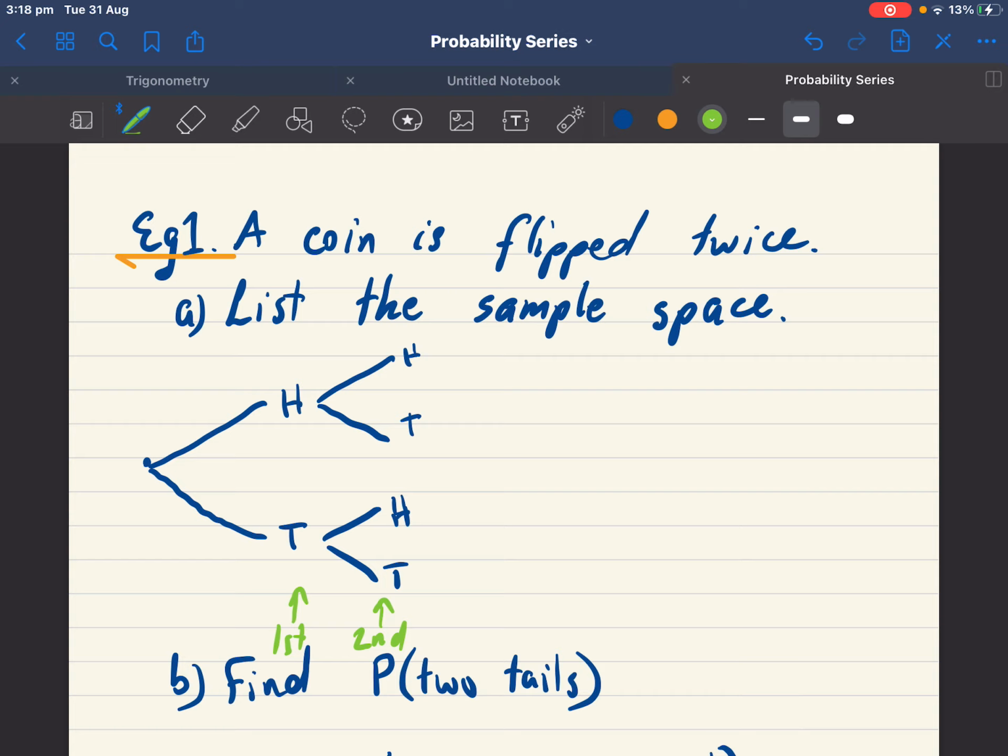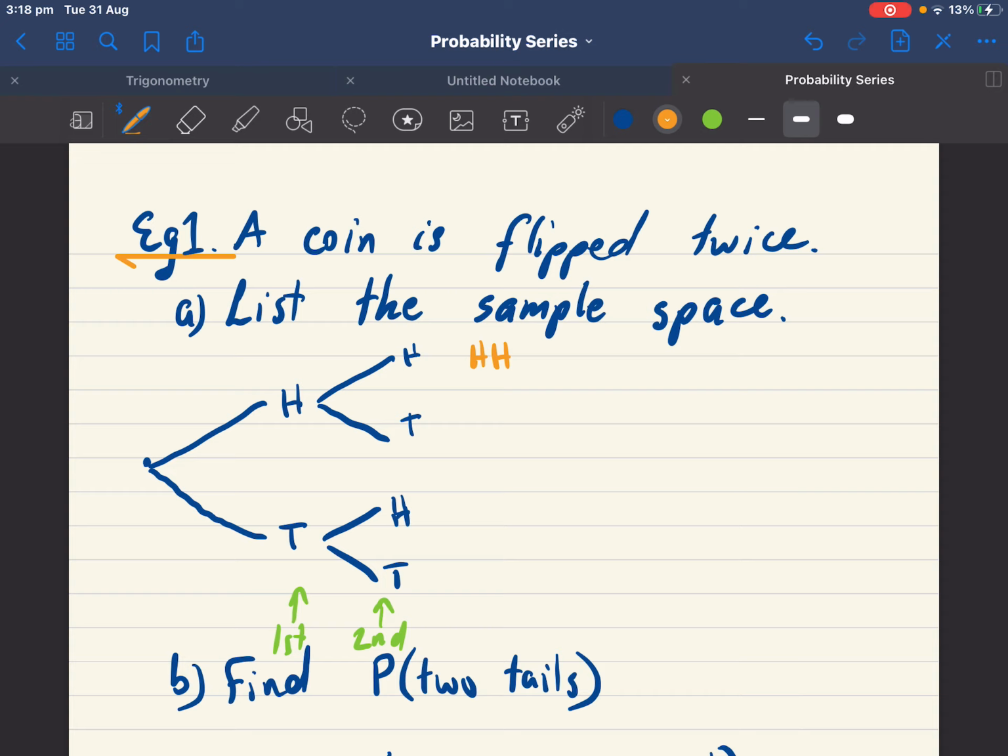What you end up with, and where we get the sample space, is just by reading off the final endpoint for our branches. If you look at the top scenario, this is a scenario where you got a head with the first coin flip and a head with the second coin flip, right? So you got 2 heads.